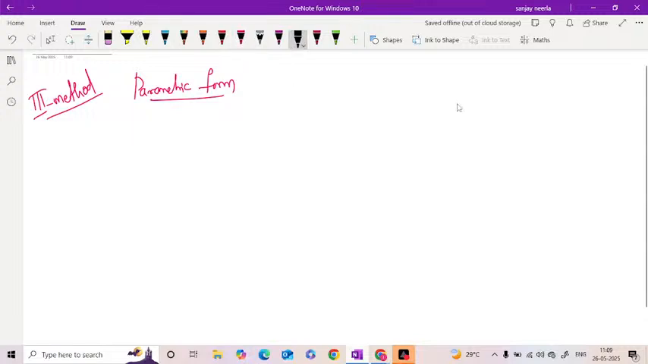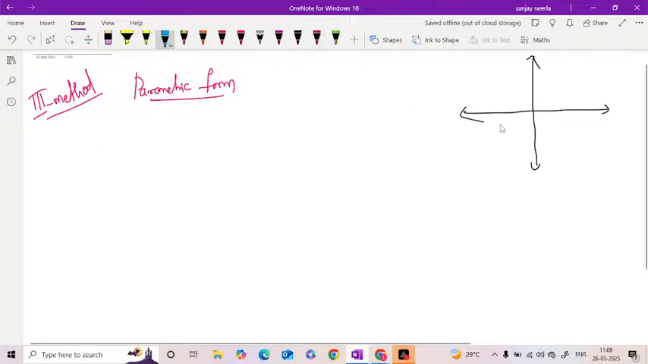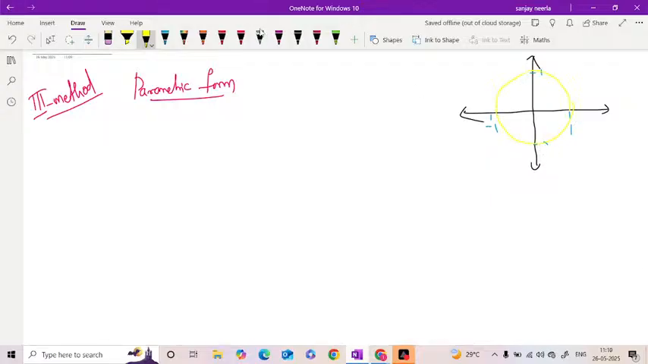Parametric form. So this is the y-axis, this is the x-axis, and our given curve is the unit circle, from minus 1 to plus 1 on both axes. The equation of the circle is x square plus y square is equal to 1, and this length we have to find. The length is pi by 2, we know that.